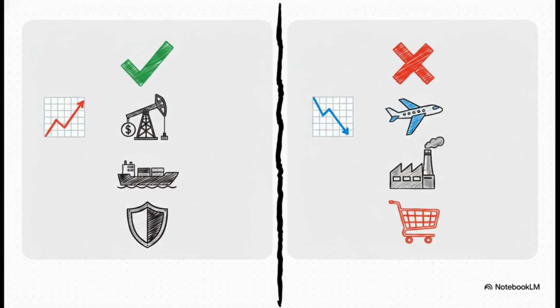The winners are pretty obvious. Upstream producers outside the Gulf who can now sell their oil for way more. Shipping companies that are charging massive risk premiums. And yeah, the defense sector. The losers are just as clear. Any industry that gets hammered by high fuel costs, like airlines and manufacturers. And at the end of the day, when people have to spend more on energy, they spend less on other things, and that hits retail and other consumer businesses hard.